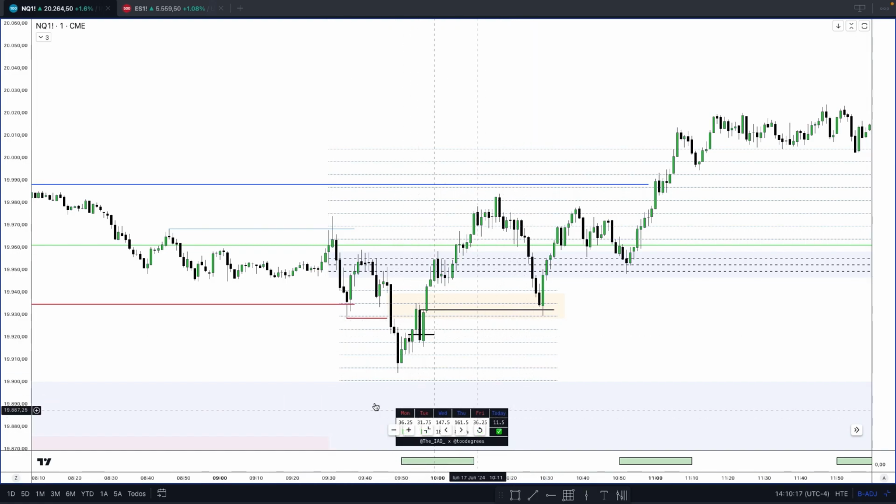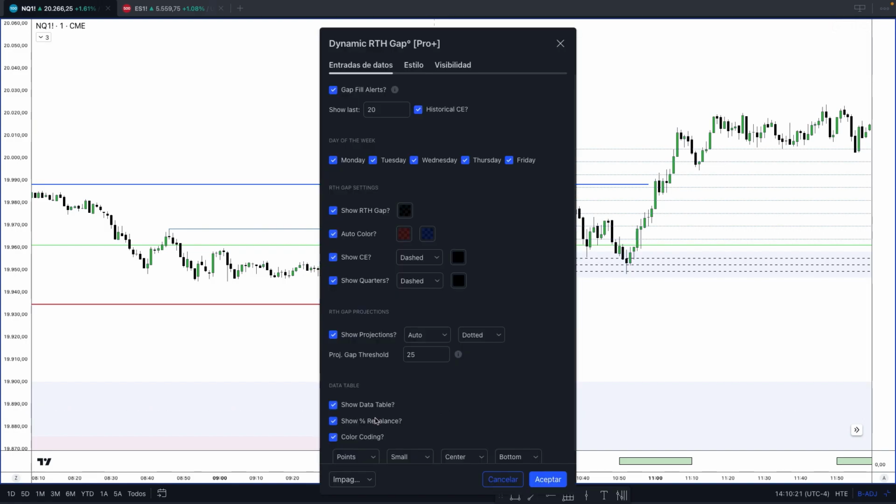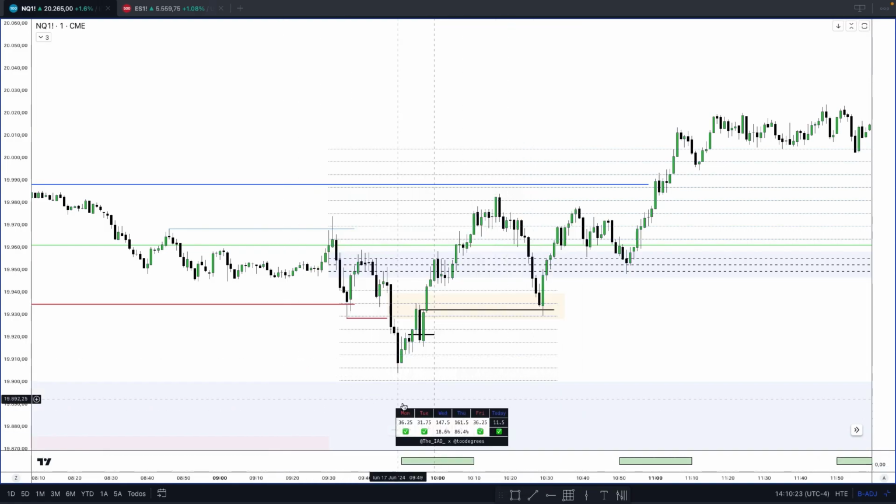Okay, so on this table here, we have the color coding. We know how we gap every day. A negative gap on Monday and Tuesday, previous week. Positive gap Wednesday, Thursday. Negative gap on Friday, and today was a positive gap. Between Friday and Monday, we gap a little bit higher. And we have what percentage of the gap has been rebalanced.